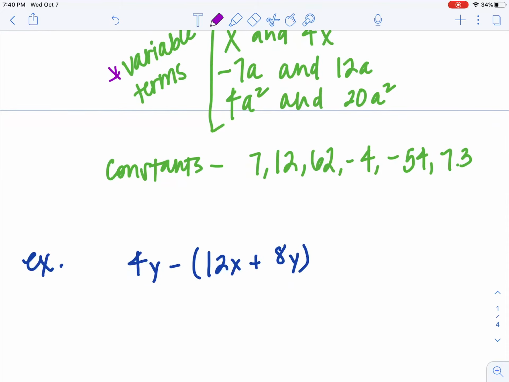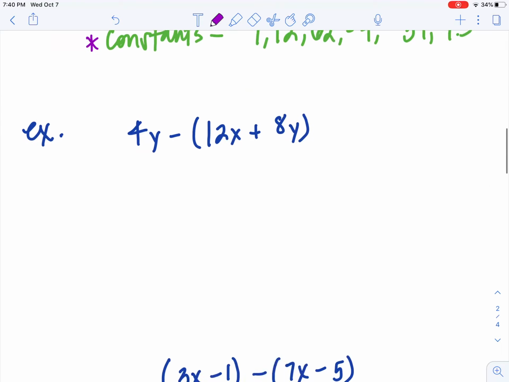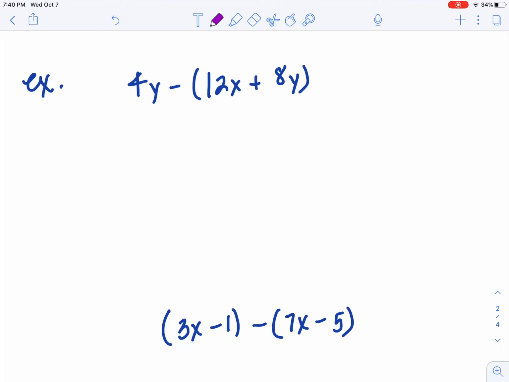So aside from our variable terms, we have our constant terms. And those are just your plain numbers. They could be positive, negative, they could be a decimal, as long as there's no variable attached. All right, so some examples.